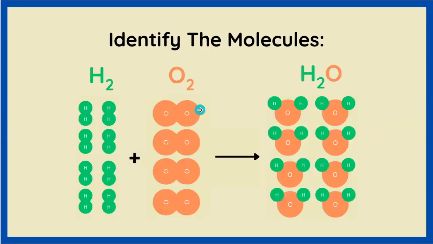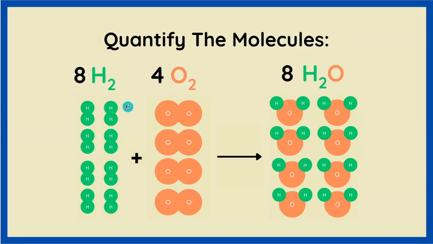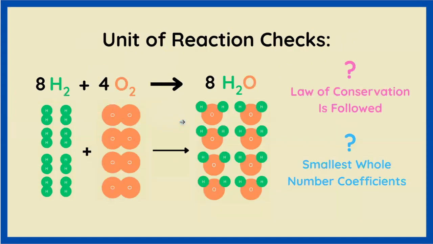So with our reaction of interest, we'll identify all the molecules in play: H2, O2, and water. Notice that there are 8 H2s, 4 O2s, and 8 water molecules. So let's see if it meets our criteria of a single unit of reaction. Spoiler alert, it won't, but this will still be super helpful.